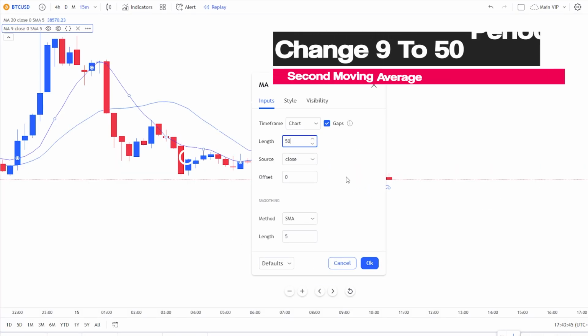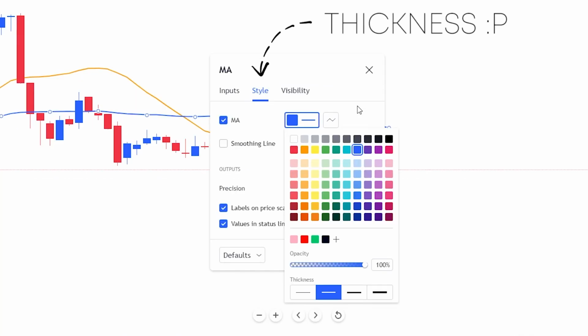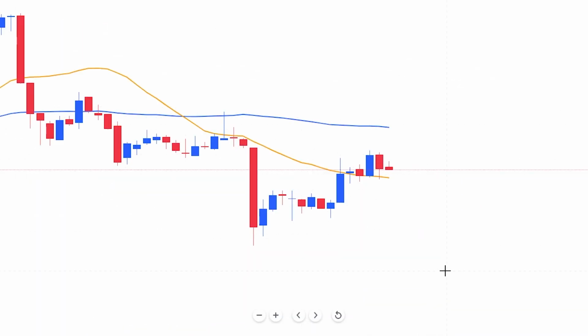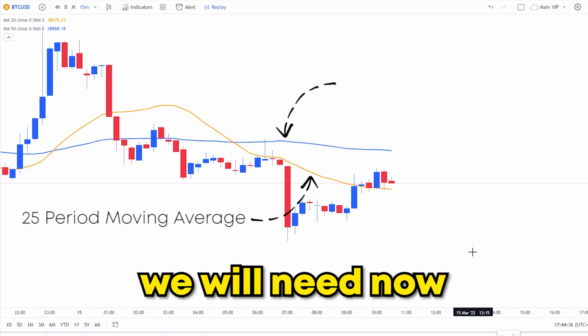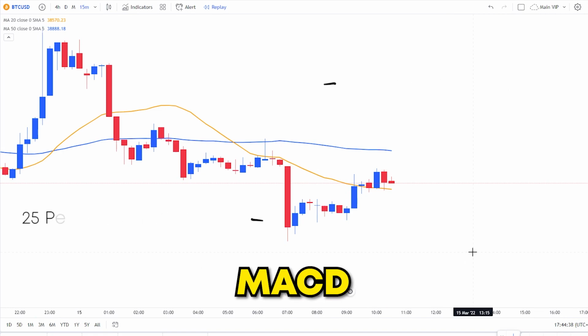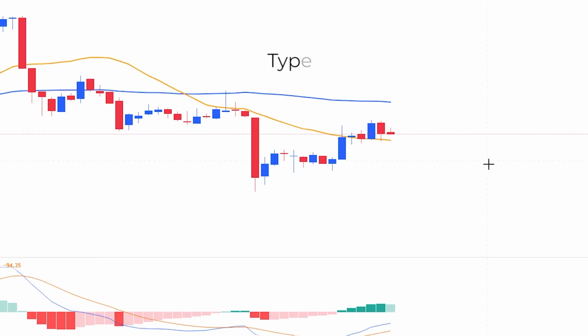The only thing that's changed is the length from 9 to 50. We will also go to style and change the thickness of the moving averages so you can see them much clearer. Now you will have these two lines on your screen. The only thing we will need now is a MACD indicator. So type in MACD, moving average convergence divergence, click one time and close this screen.